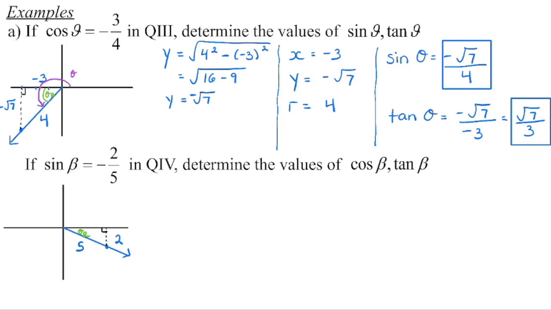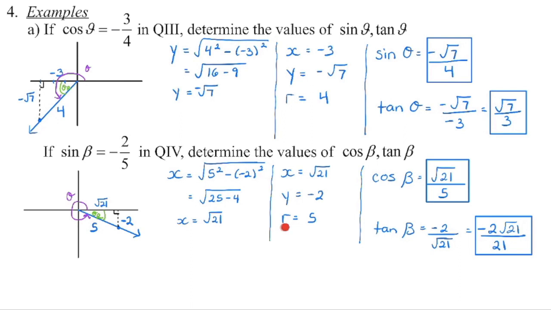And take a look at the diagram. This is the negative y-axis, so that's going to be a -2. And then we also know that this is a positive x-axis. So this will have a positive value for x, which we can calculate now using Pythagoras' theorem. Once we know the x, y, and r values, then we can calculate those trigonometric ratios.